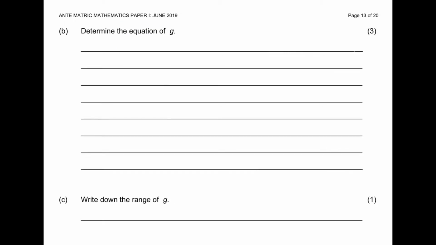Question B, determine the equation of g. So let's start off with the generic that they gave us. y is equal to p to the x plus q. Now we already know that q is negative 1 because that's the horizontal asymptote. So we can straight away get rid of the q, replace that with a negative 1.